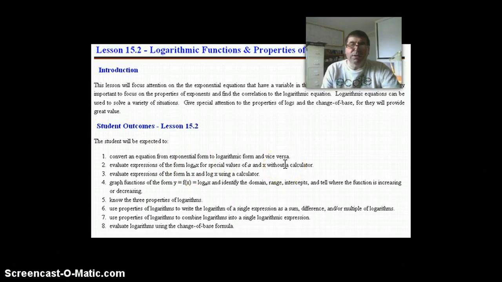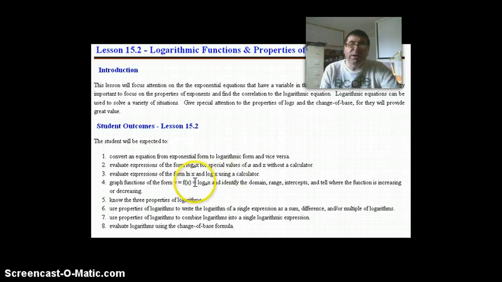Without a calculator. And this is designed to help you make sure you understand the notion of a logarithm intuitively, like without even having to write something down on a piece of paper. Evaluate expressions using a calculator. So again, you remember you have those two keys on your calculator, log and ln, and you'll be using those.